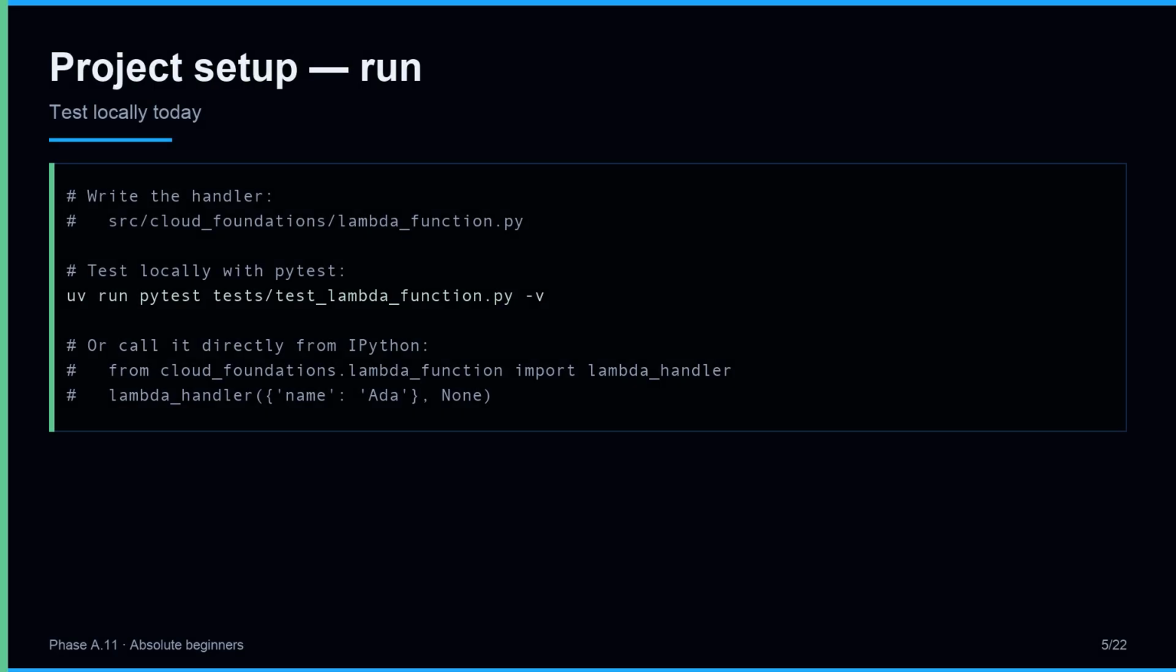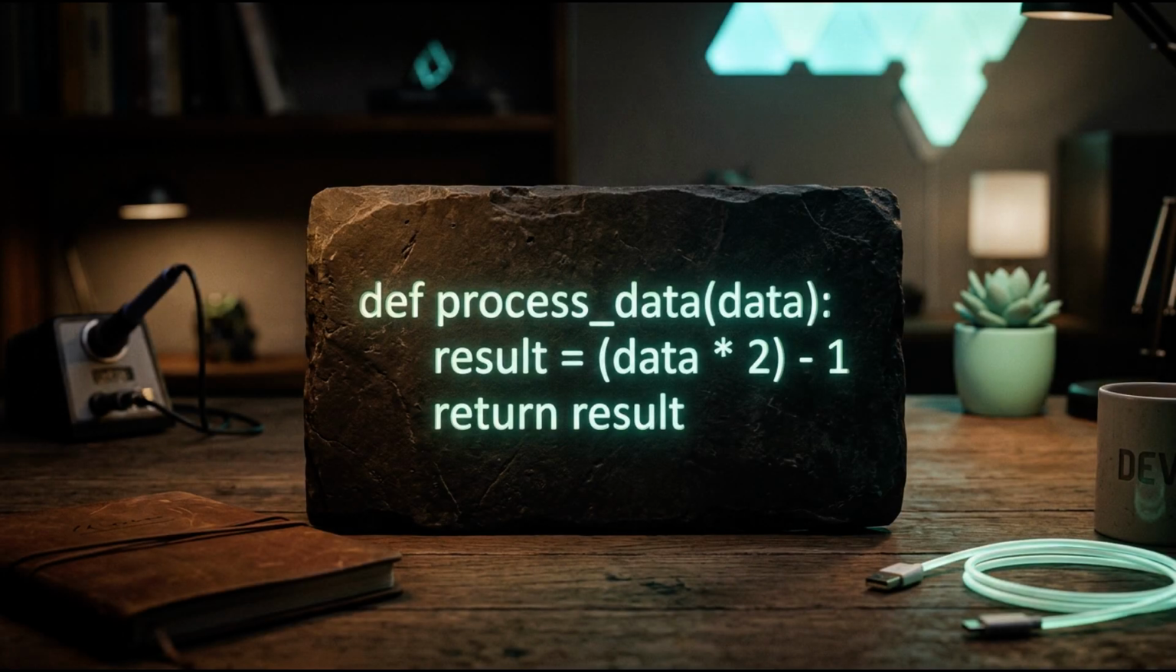Here is how we run today's work. First, write the handler in src/cloudfoundations/lambda_function.py. Second, run the tests with uv run pytest test/test_lambda_function.py -v. If you prefer the interactive route, open IPython, import the handler from the package, and call it directly with a sample event and None for the context. Both approaches work. The PyTest version is what you keep for the future. The IPython version is what you use to explore. Test before you ship. Every Lambda begins with one signature, def lambda_handler(event, context). Memorize it. It is the door every function walks through.